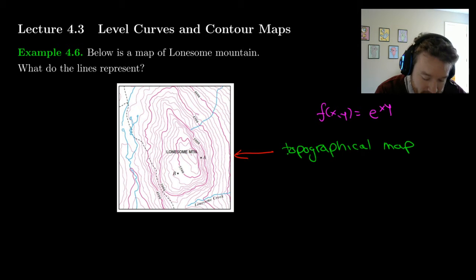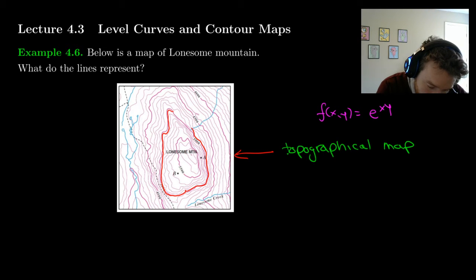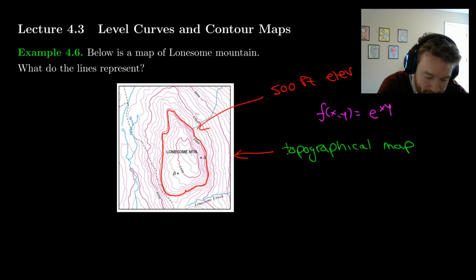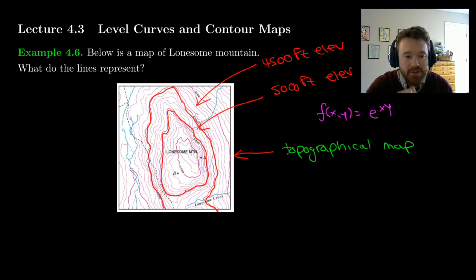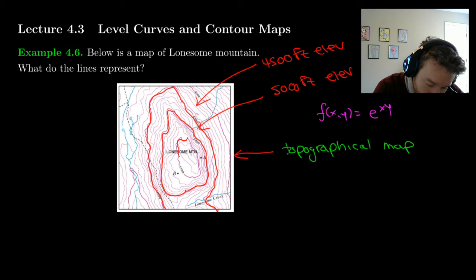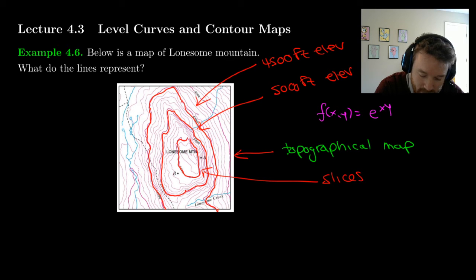It might be hard to see, but for example, if I highlight it for you, this curve here is 500-foot elevation. And this curve here on the outside is 4,500-foot elevation. And I just realized I've left a 0 out of there. So what this tells us at each level is an elevation, right? And so these are all heights. These are like slices of the mountain.